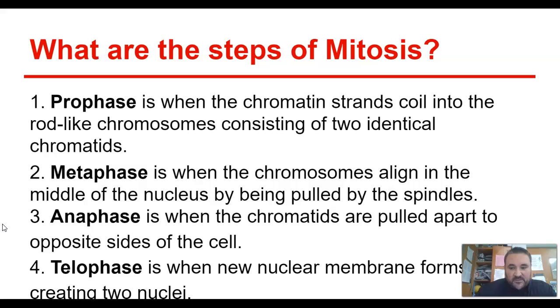Anaphase is when the chromosomes are pulled apart. The chromatids, these Siamese twins, are yanked apart to opposite ends of the cell. So after they meet, they split. Telophase is when a new nuclear membrane forms around the two sets of chromosomes. And then once we have two nuclei, we don't need two nuclei, and eventually we'll hit cytokinesis.